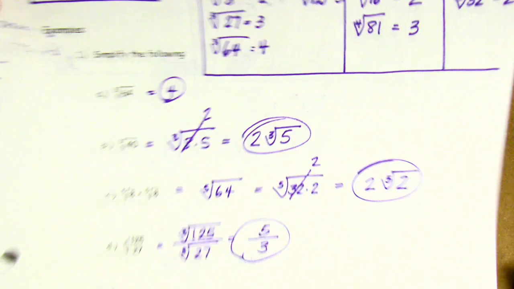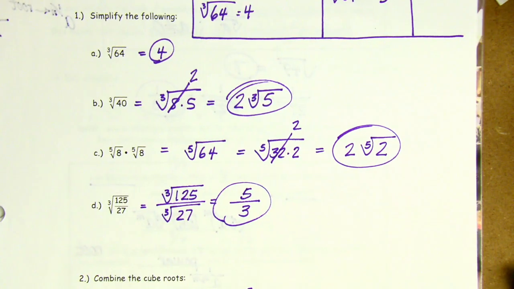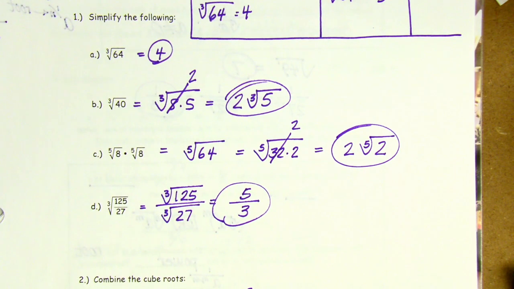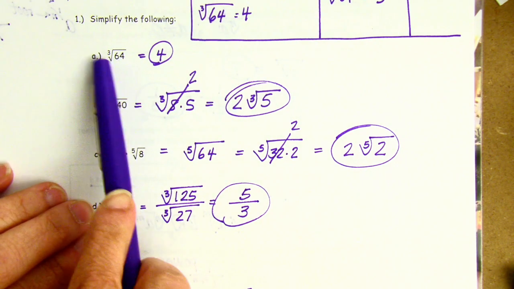All right, so simplify the following. I have the answers already written out here for you. So I'm just going to talk about it. 64 is a perfect cube. And so the cube root of 64 is 4.